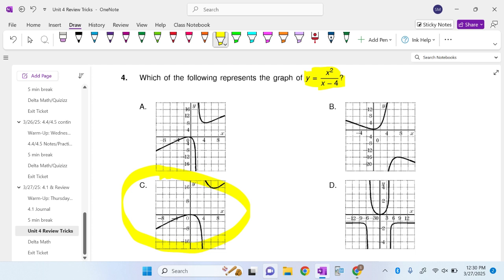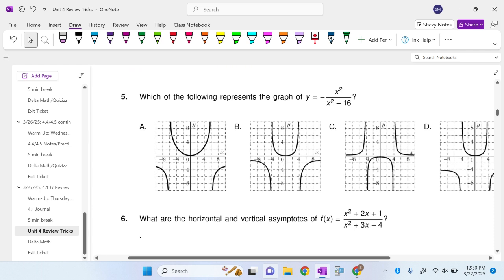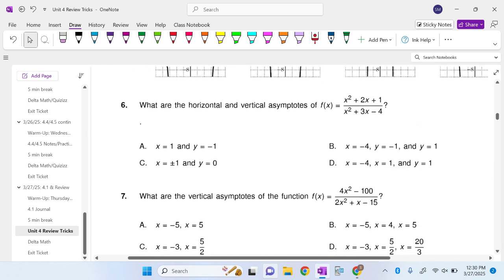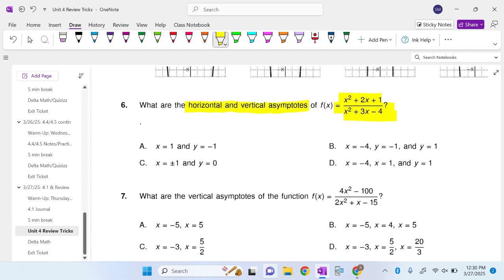All right. Number 5, same process, but we're not going to do that one. Number 6, it's asking for the horizontal and vertical asymptotes of this function. We're going to do the exact same process that we did earlier with horizontal asymptotes. But we're going to graph each answer choice individually so we don't confuse ourselves. All right? So we're looking for lines the graph doesn't cross.